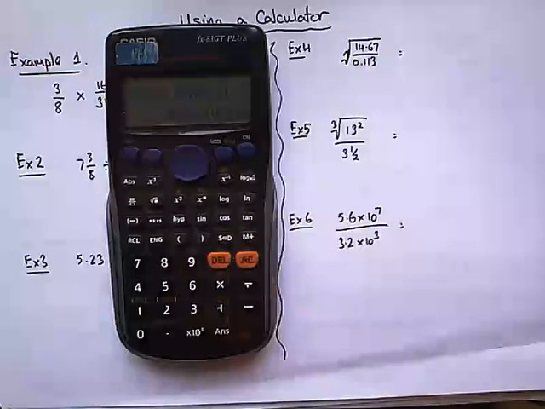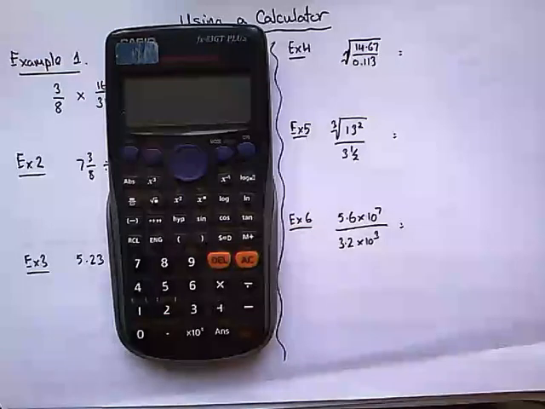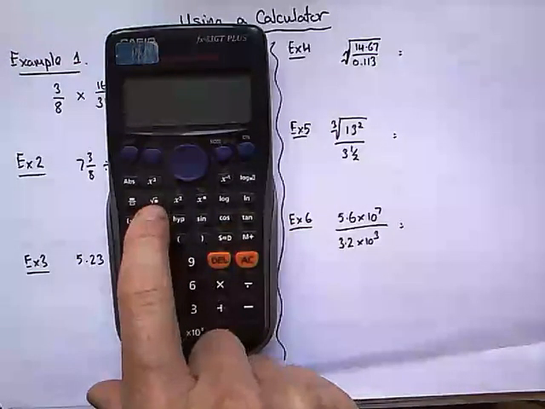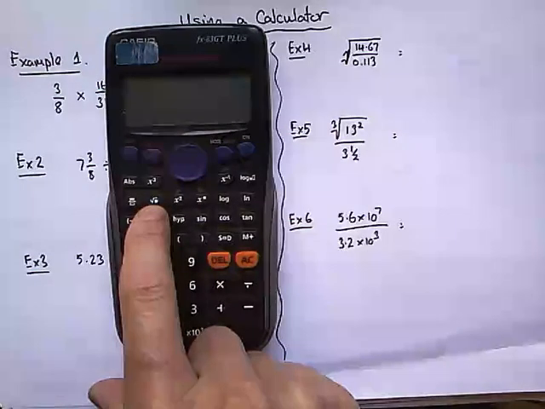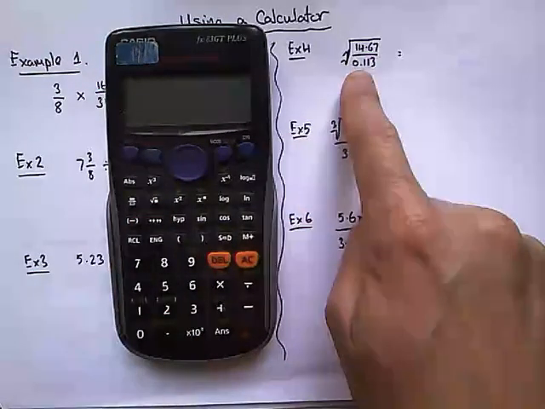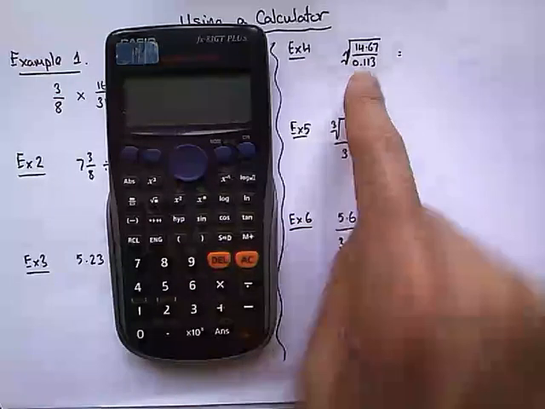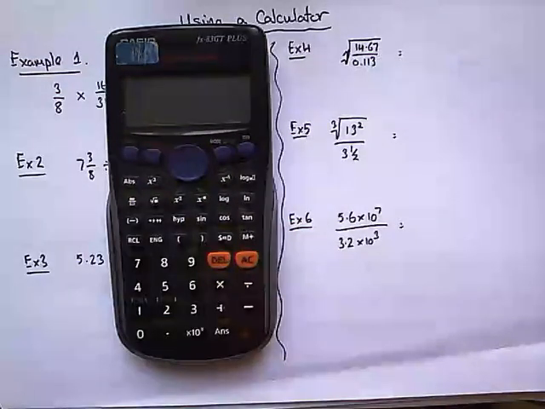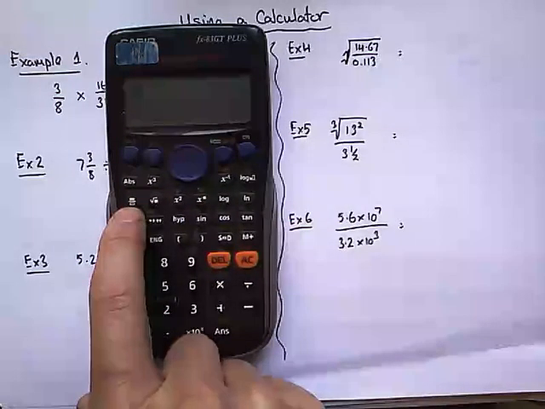Okay, example 4. This time I'm going to look at some of the square root buttons. So the square root button is this one here. Okay, so I want the square root of this fraction. So I'm going to hit the square root button. Then within the square root, I'm going to hit the fraction button.